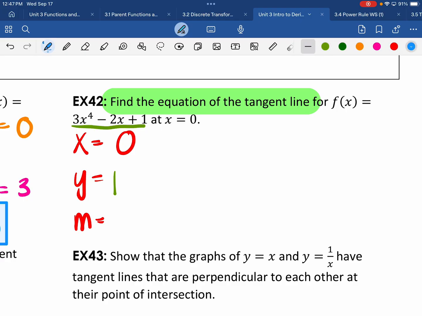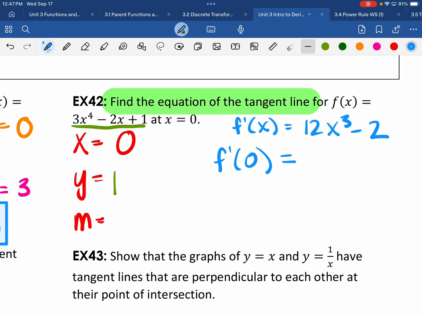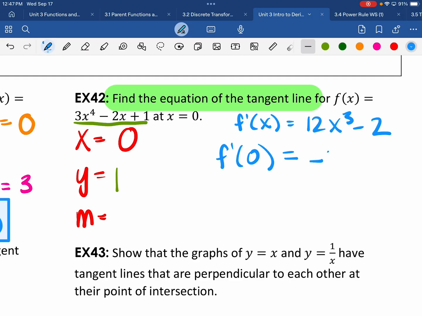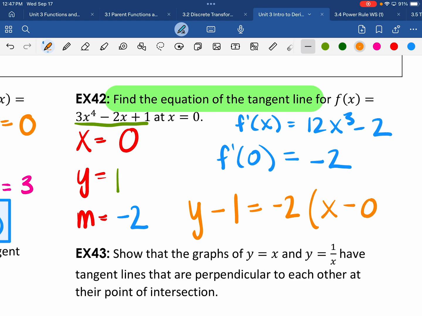All right, to find slope, what do I do? Derivative, because the derivative tells me slope. So what is the derivative of this function? 12x cubed minus 2. And what am I going to plug into the derivative? 0. So when you plug 0 into your derivative, what do you get? -2. So your slope is -2. And once you have your x, your y, and your m, then we can write the equation of a line. Y minus 1 equals -2 times x minus 0. Do you really need the minus 0?